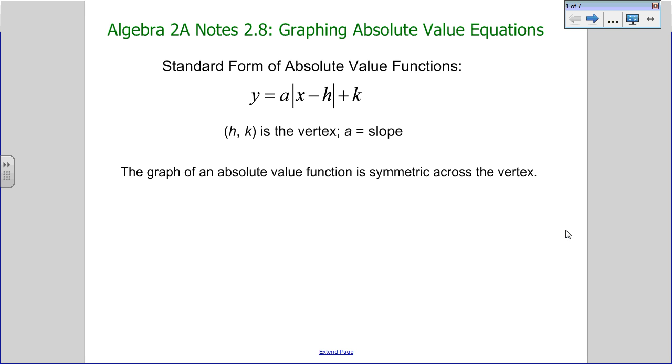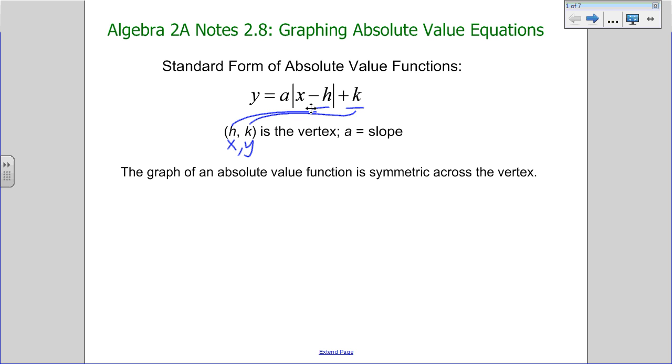Linear equations have the standard form y equals mx plus b. Our absolute value functions are going to have a standard form of y equals a times the absolute value of x minus h, and then plus some k value. Now what happens here is these h and k values that we see in our equation come together to make an ordered pair. This is the x value of our vertex, and this is the y value of our vertex.